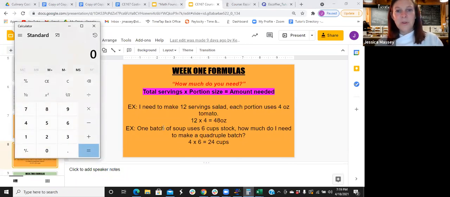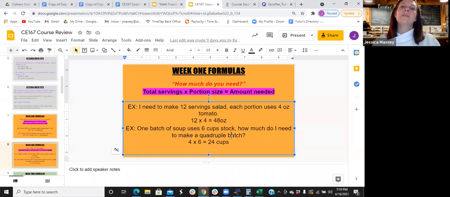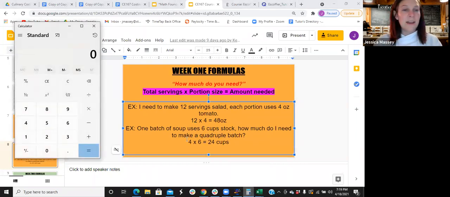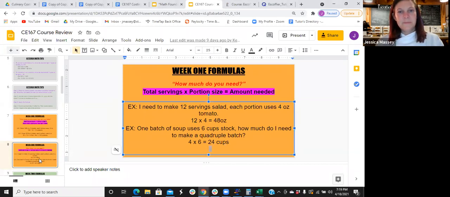Looking at this example, if we have 1 batch of soup that uses 6 cups of stock, how much do I need to make a quadruple batch? Quadruple means 4, for those who do not know that. If you don't know that and it was on your test, honestly, Google what quadruple is, my advice to you. So you just do 6 times 4, and that gets you 24 cups.